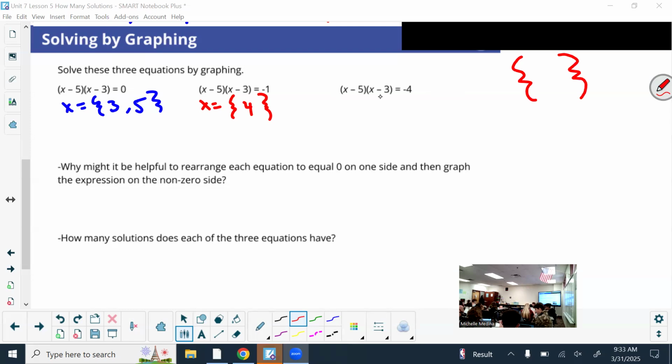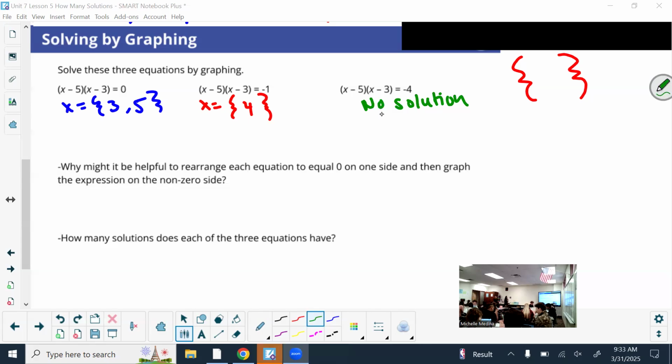And table 3, what are the solutions for the third equation? No solution. And what do you see when you graph it? You don't see anything when you type in this whole equation. We'll see them here in a second too. But those are all right. Questions on that?